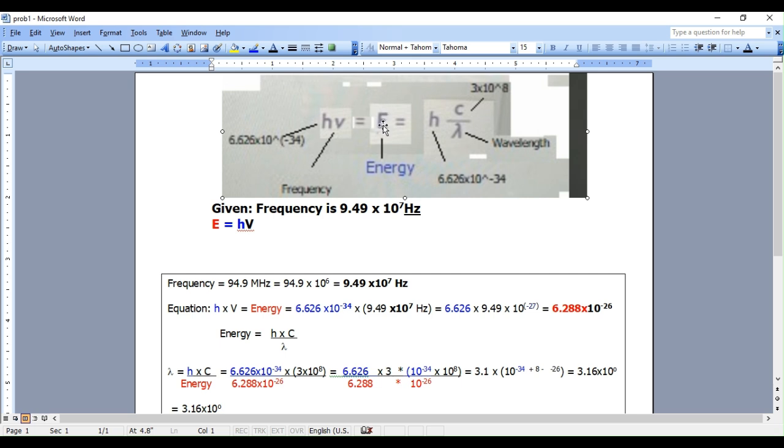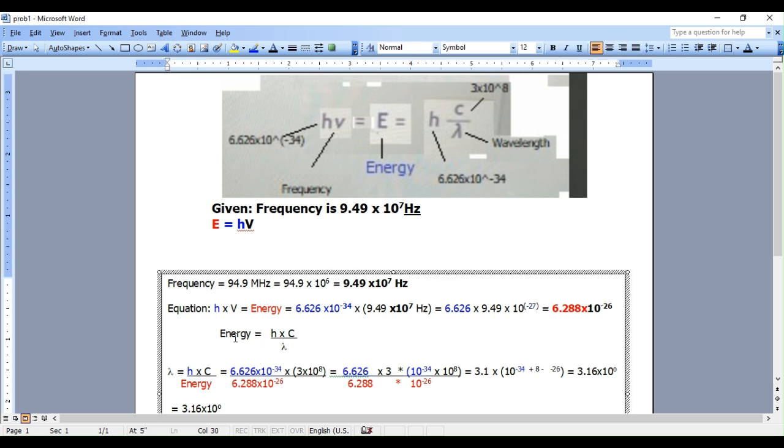Now that we have a number to work with, which is 6.288 times 10 to the minus 26, put that in the middle here. And we could solve for the lambda, called wavelength. All right? So I've got energy equals h times c over lambda. I want lambda, which is wavelength. We got that from the equation.